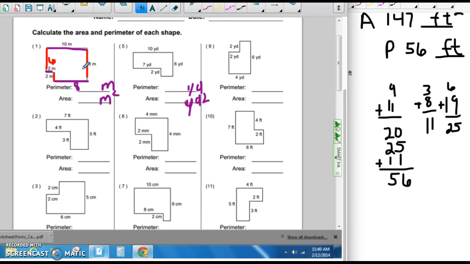So your homework tonight will be this worksheet. You should complete all of them. To get full credit, you need the perimeter and the area as well as the labels correct.